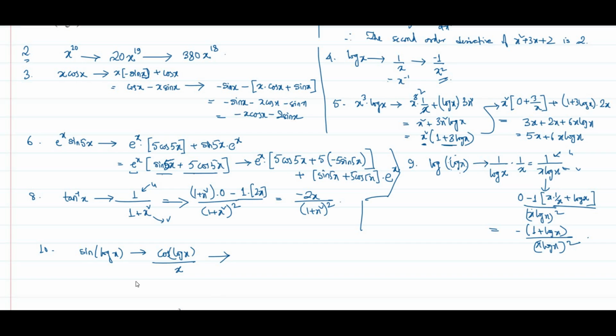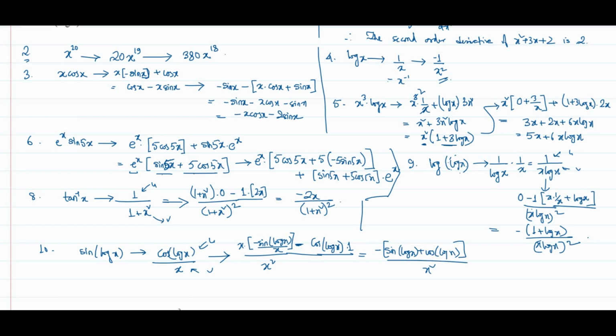Now differentiating this expression, this is clearly in the form of u by v, so we need to apply the division rule here. That will give me x square. Now x times the differentiation of cos of log x, that is minus of sine log of x by x, minus cos of log of x, the differentiation of x, that is 1. So that is the simple answer we get, that is minus of sine of log of x plus cos of log of x by x square. This was up to question number 1 to 10.